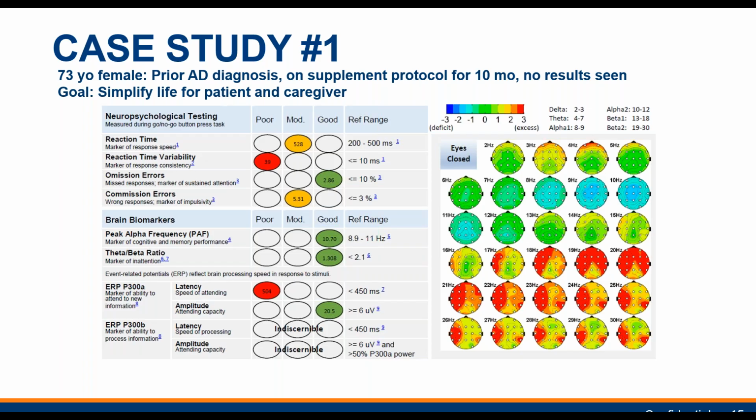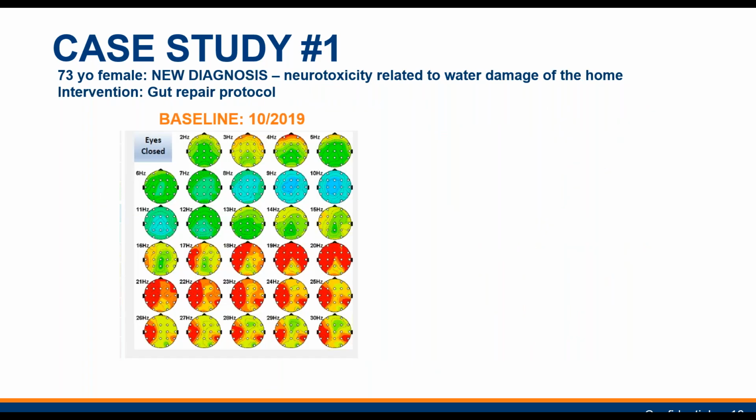So now we know this was actually not a correct diagnosis of Alzheimer's disease. This is neurotoxicity. And there's something we can do about that, which is good. So she had basically a new diagnosis, neurotoxicity, that the physician was actually able to relate back to water damage of the home that occurred around the same time that cognitive decline started to set in. So it's absolutely exposure to different toxins.